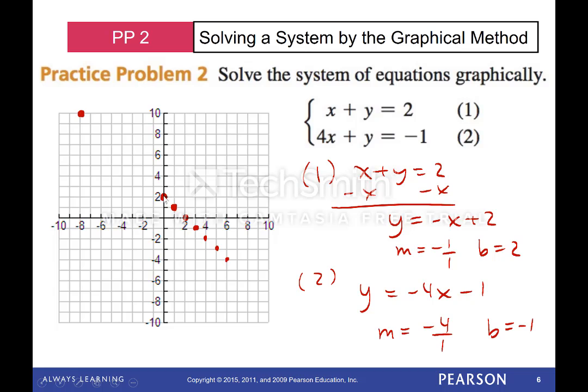So what I did is I also went backwards. I went up 1, left 1, up 1, left 1, up, left, and I ended up at this little dot right there.